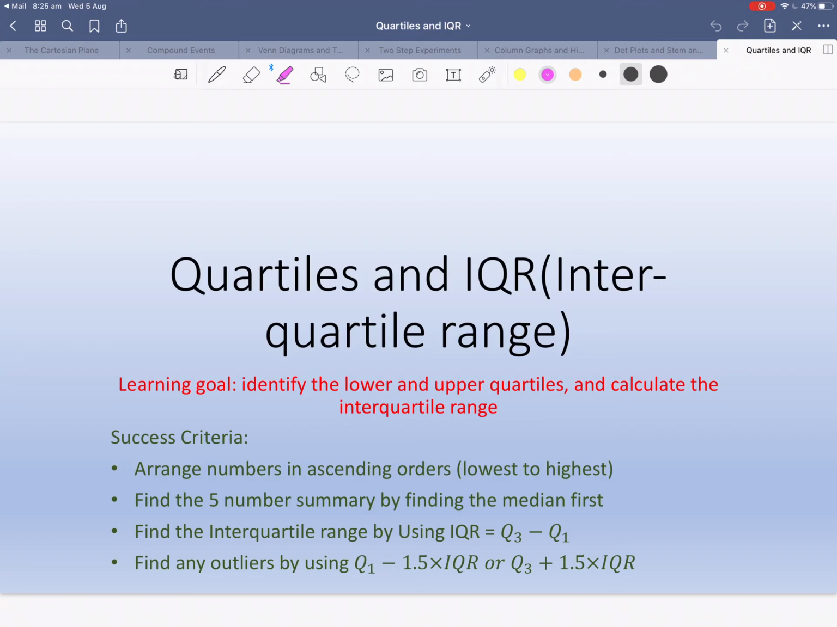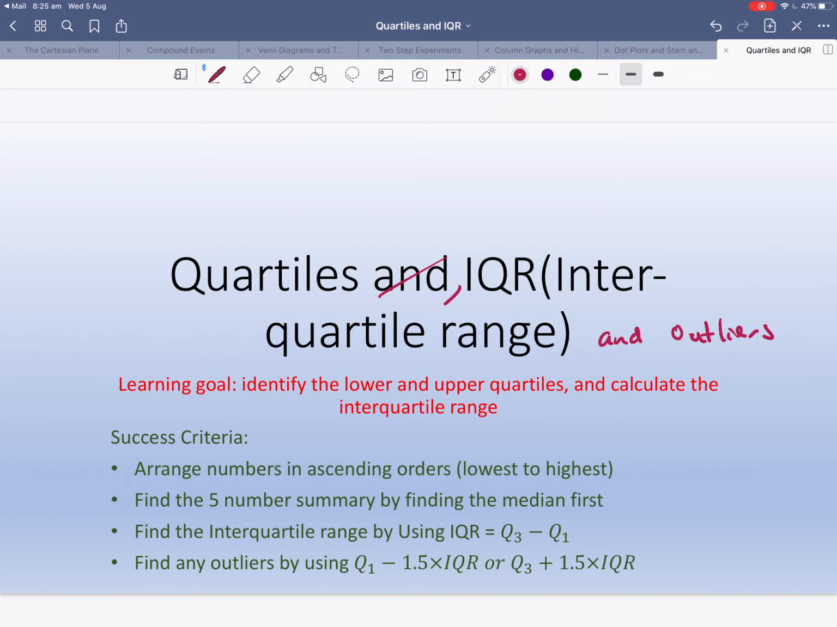In this lesson, we're going to look at quartiles, interquartile ranges, and we're actually going to look at outliers too. So maybe go quartiles, interquartile range, and outliers. Now, all of this will make sense because they're all essentially part of the same thing.